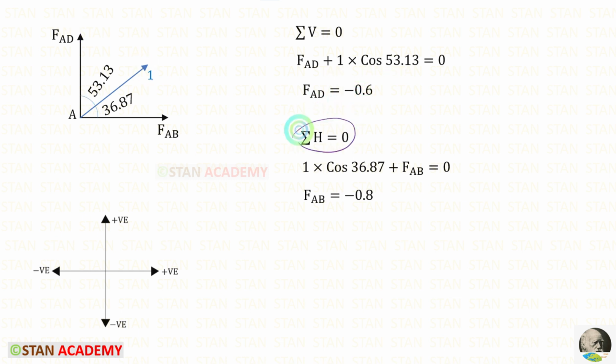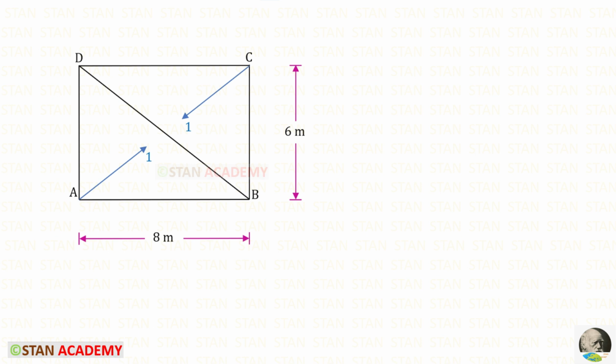Now let us apply this rule. We have to resolve the unit force in the horizontal direction. To keep it horizontal, we need this angle. So with the unit force, we have to multiply cos 36.87. Since it is acting towards the right side, it will be positive. FAB is acting towards the right side, so it is also positive. For FAB, we will get minus 0.8. Due to the symmetrical nature of this truss, the member force in AB and DC will be the same. The member force in AD and BC will be the same, and the member force in AC and BD will be the same.